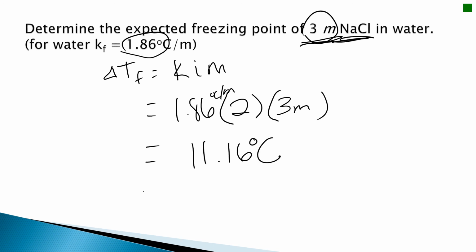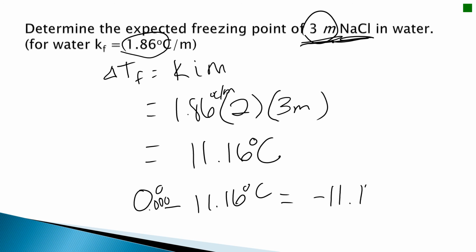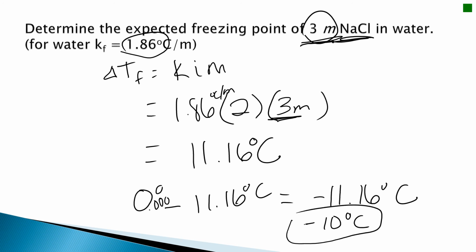Water freezes at 0 degrees traditionally, and now I'm going to depress it another 11.16 degrees Celsius. So the freezing point is negative 11.16 degrees Celsius. Rounded to the sig figs, you're talking negative 10 degrees Celsius because that's only 1 sig fig. So that's what it would be as the freezing point depression.